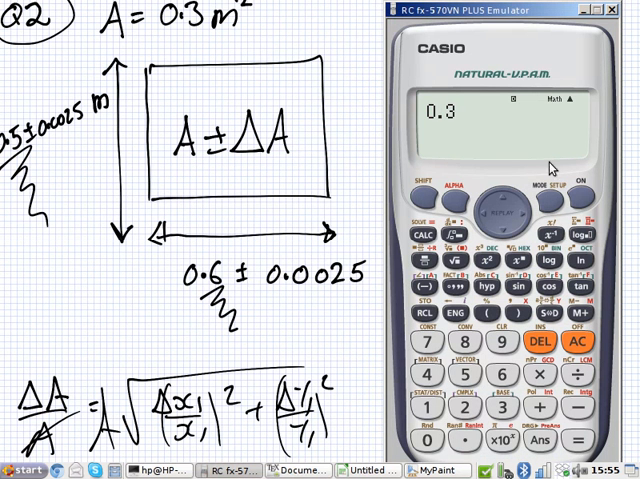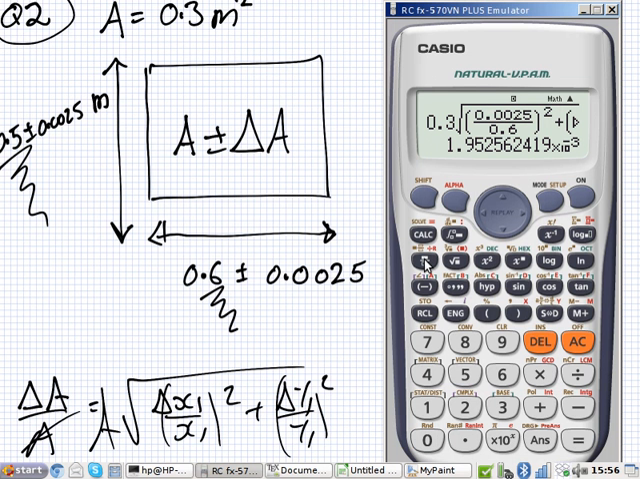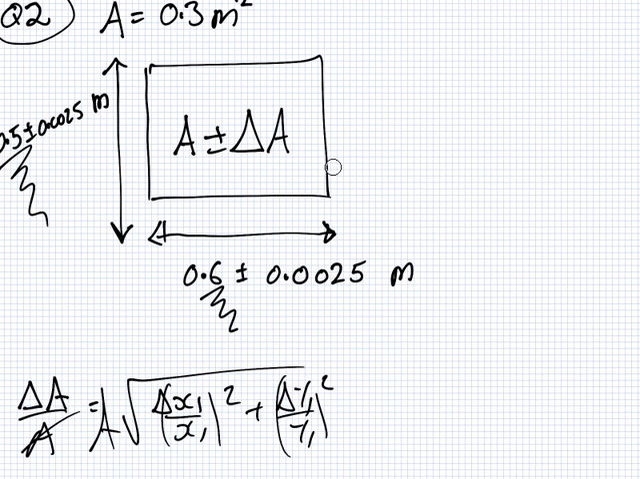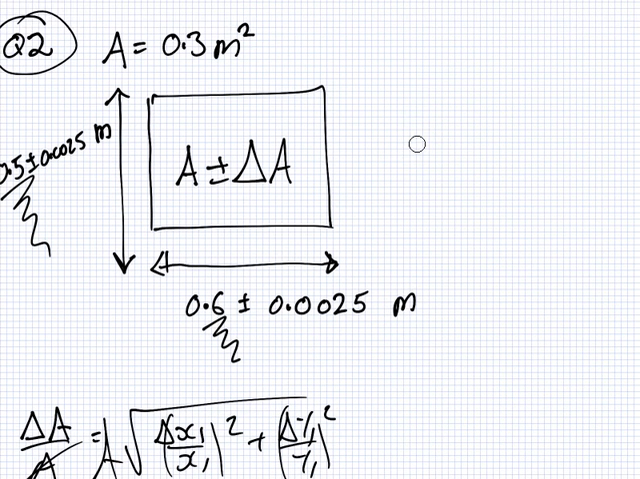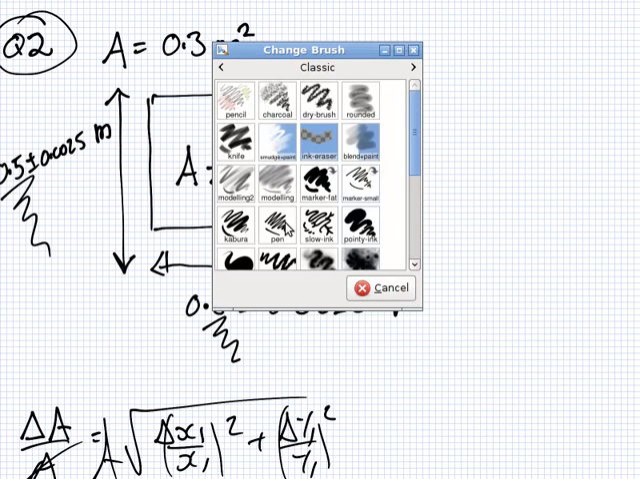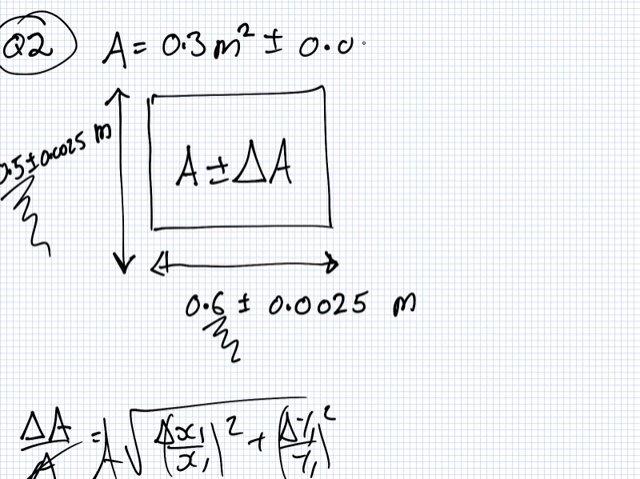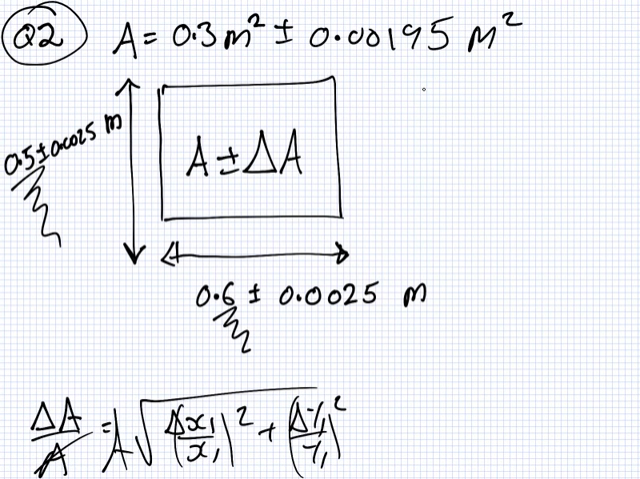So that is 0.3 times the square root of that squared plus that squared, and then here the fraction 0.0025 over 0.6, and this one here 0.0025 over 0.5. So you got this 1.95 times 10 to the minus 3. So that's 0.00195, plus or minus 0.00195 meters squared. Did you get that?